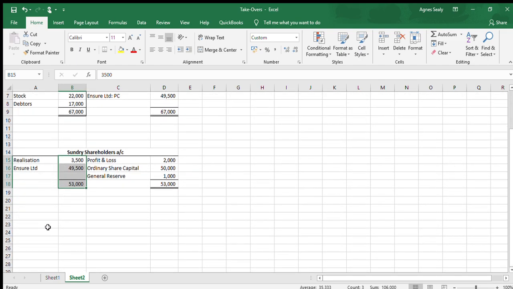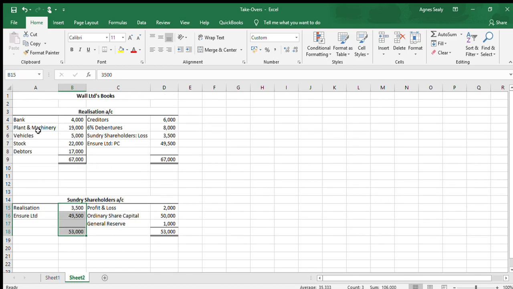So now after we have completed requirement A, which is to prepare the realization account, and we have also prepared requirement B, which is to prepare the sundry shareholders account for WALS Limited, what we are going to do now, the answer in C, is to compute the share premium value of ordinary shares given to WALS Limited in the settlement of the purchase consideration. So we have to first calculate the number of shares.